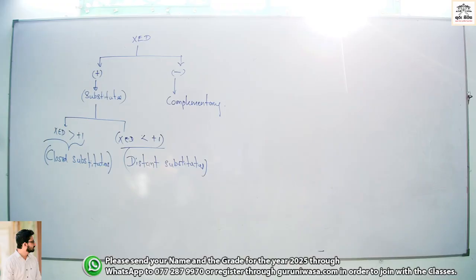This is the categorization of products based on XCD. Last day we discussed how to categorize products based on YED. Okay, now you can do the 2017 A-level paper question.